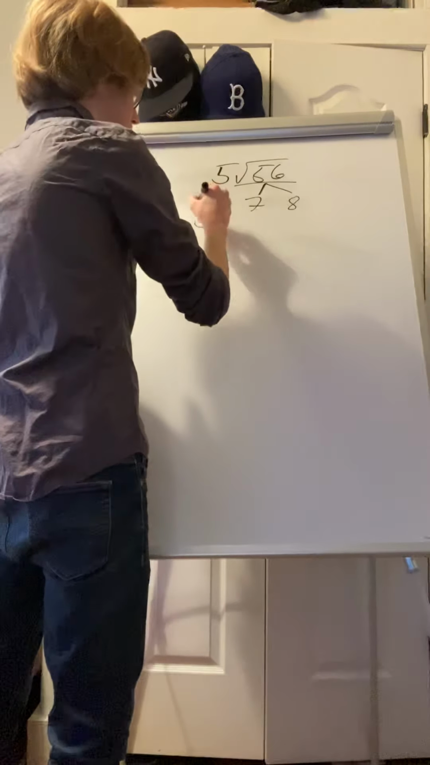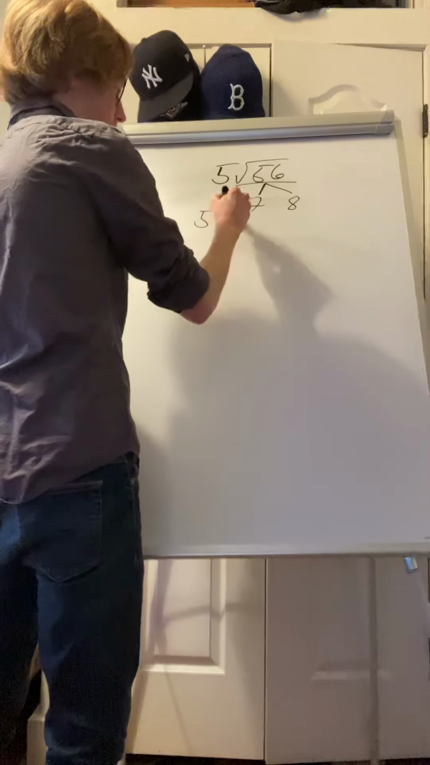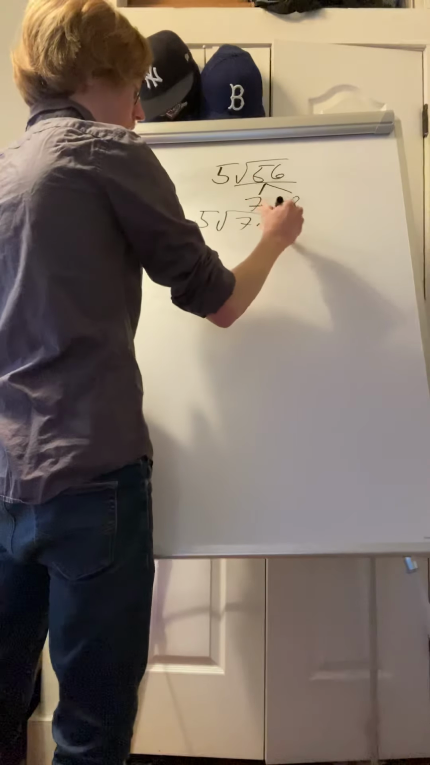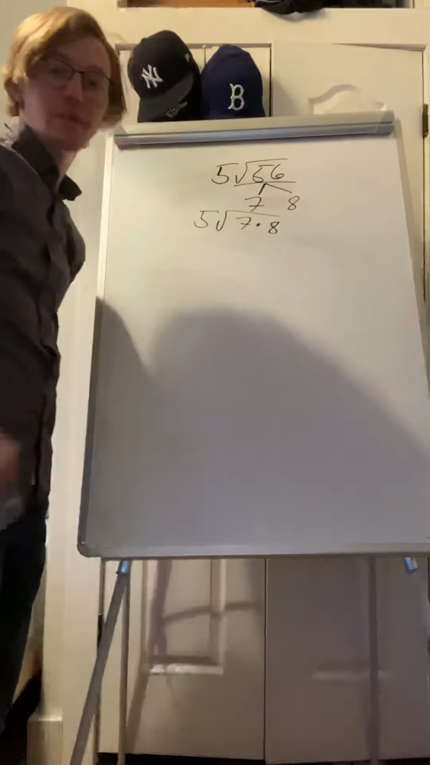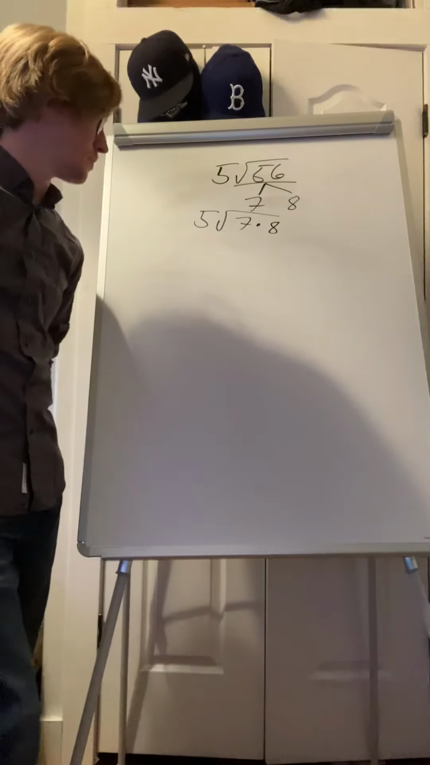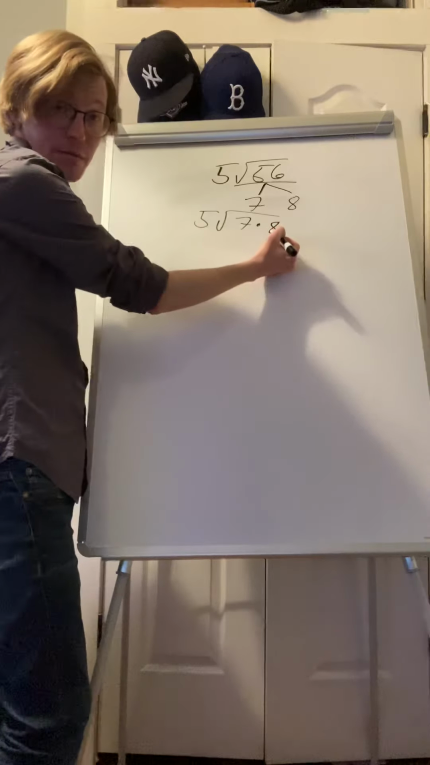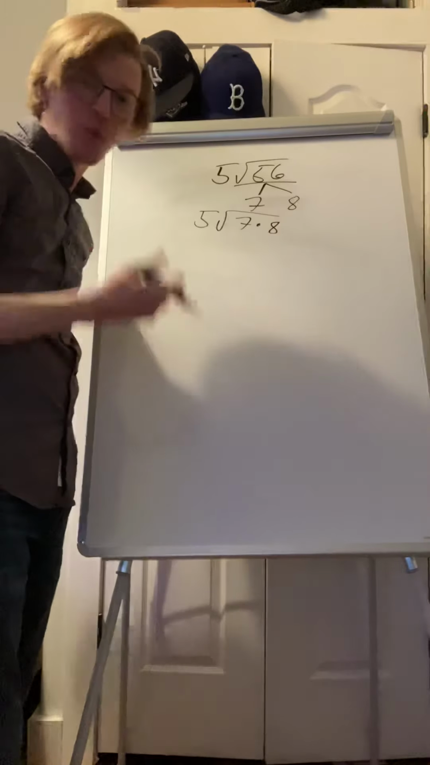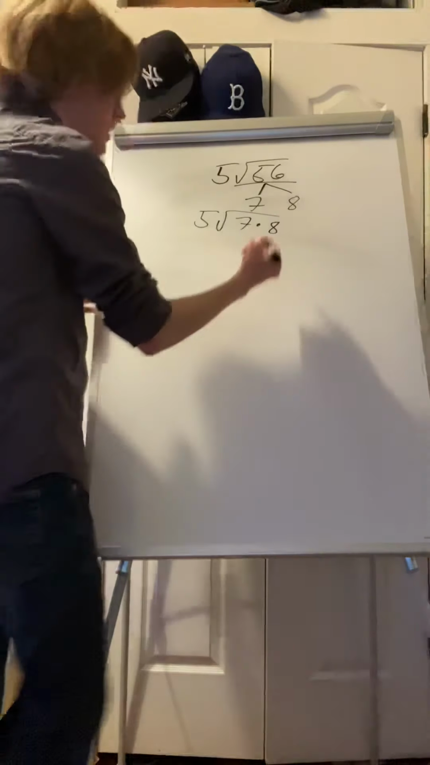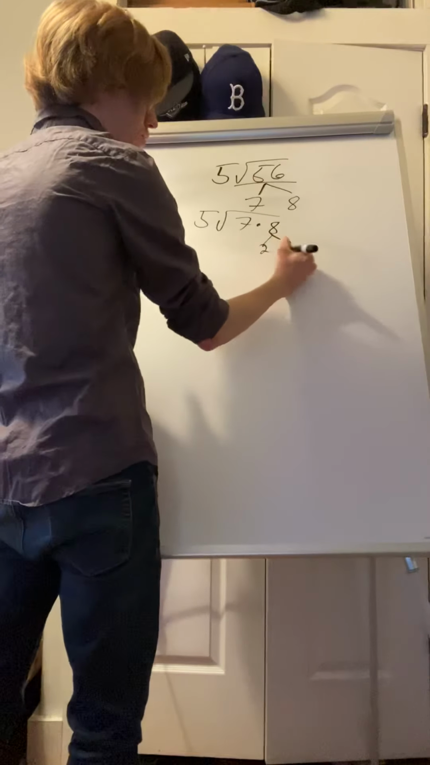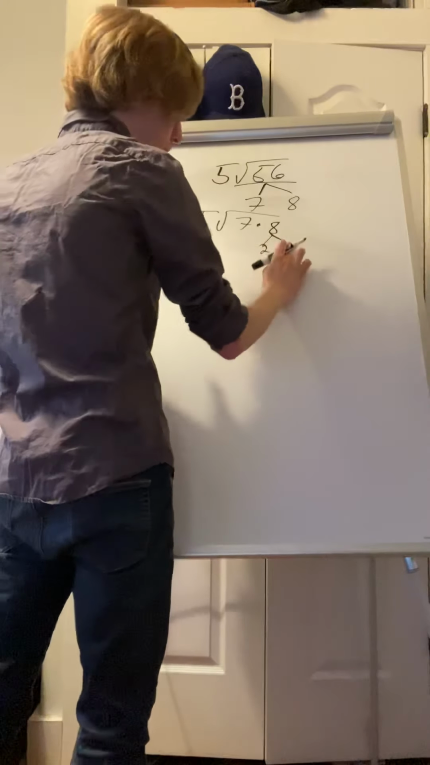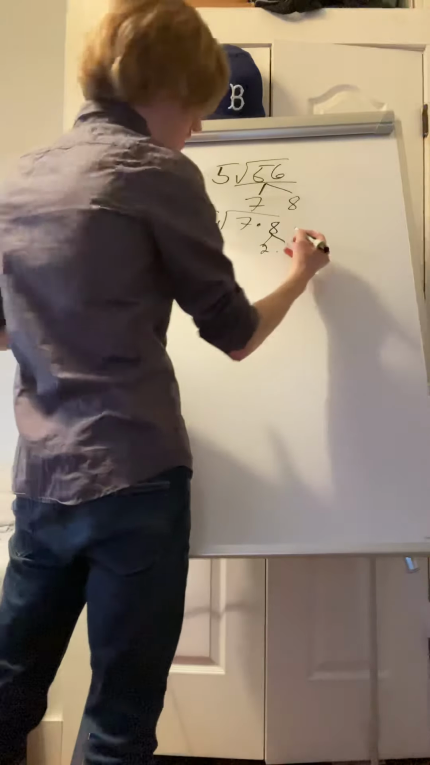So, let's rewrite this as 5 times the square root of 7 times 8. So, one of these numbers can be broken down again. 8 is not done being broken down, and we have no perfect squares yet. So let's break 8 down again into 2 times 2. Sorry, 2 times 4. I got quarantine brain, guys.